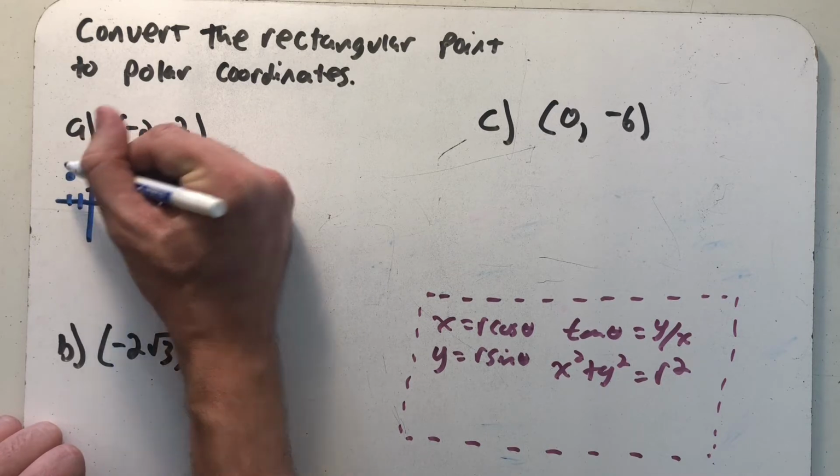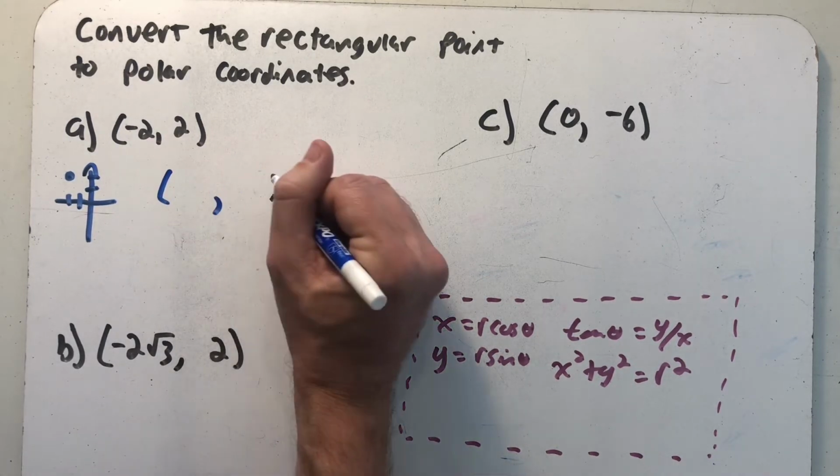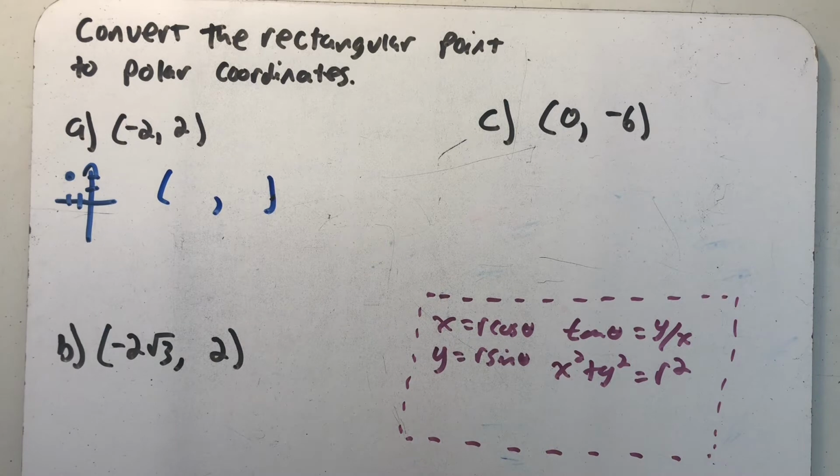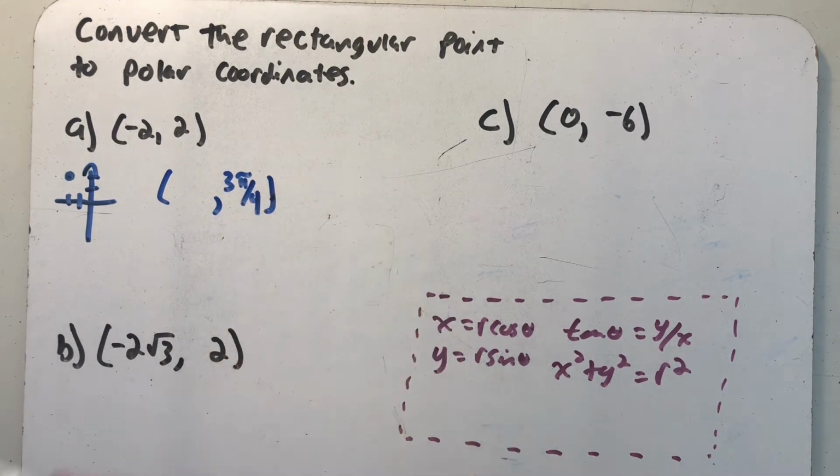-2 comma +2 right up there. And just looking at that point, right, I'm right smack dab in the middle of the second quadrant. I actually don't think I need any help calculating that angle. I know that's 3 pi fourths. Right in the middle of that quadrant.